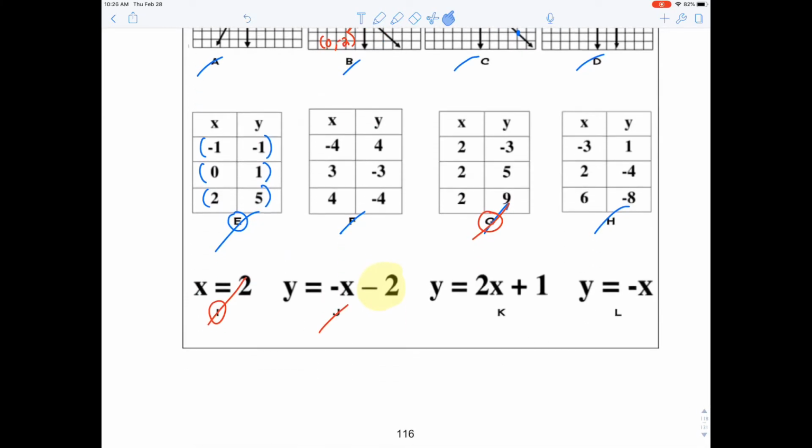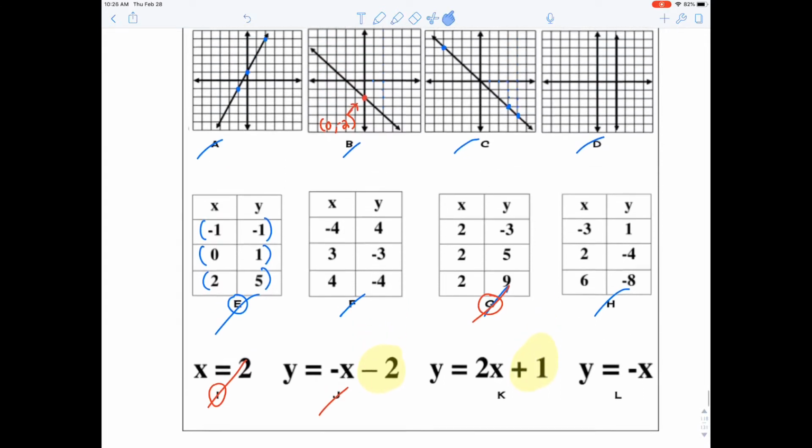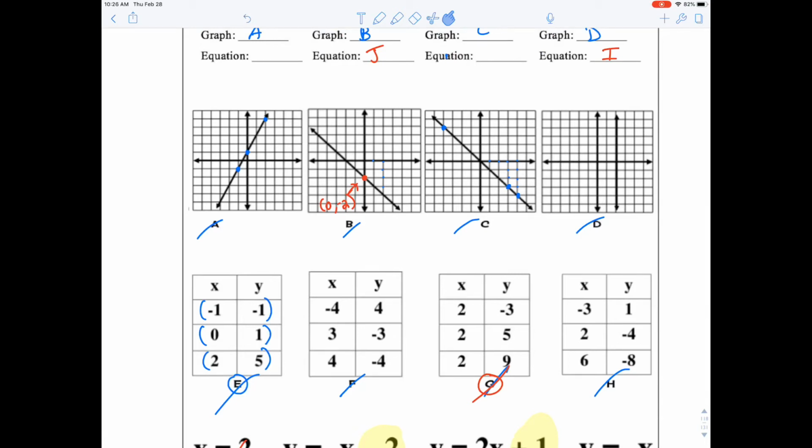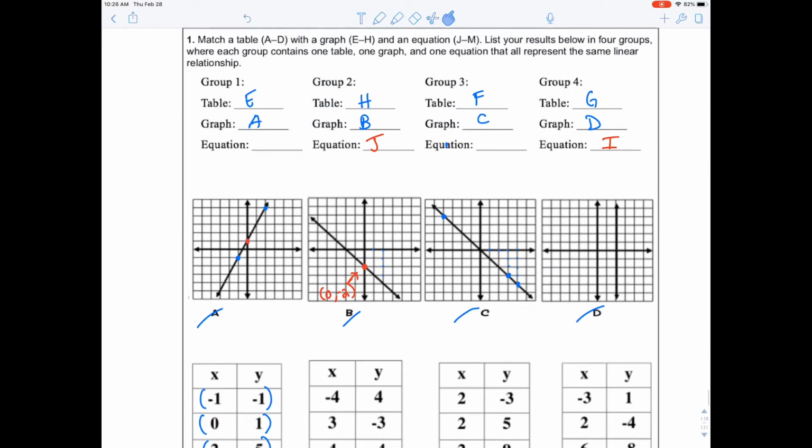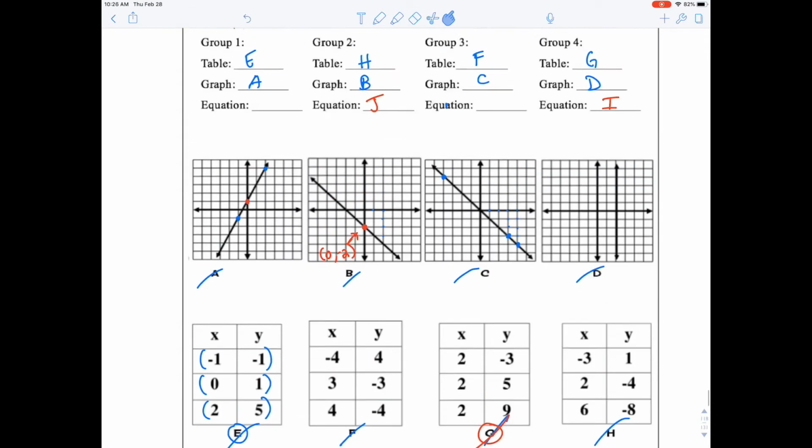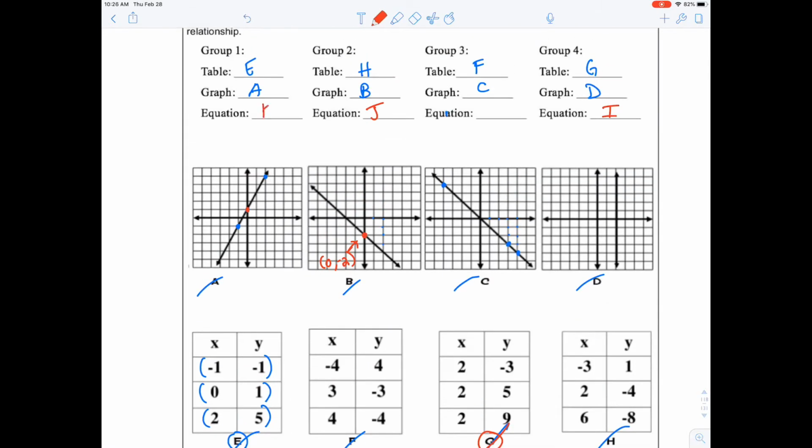Okay, let's try equation K. Again, I'm going to look for this y-intercept here of +1. So on my graphs, do I have a y-intercept of +1 anywhere? There's no y-intercept in graph D. Y-intercept is 0 in graph C. We already did graph B. Look, there we go. In graph A, we have the y-intercept of 1. So I'm going to write that equation K matches with graph A and table E.